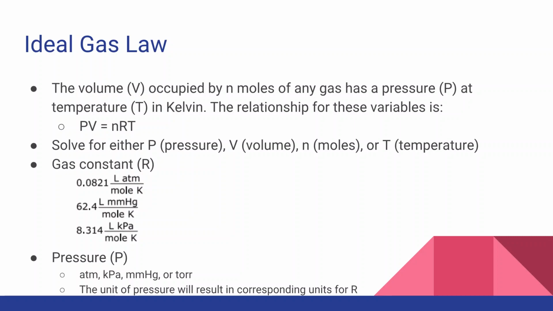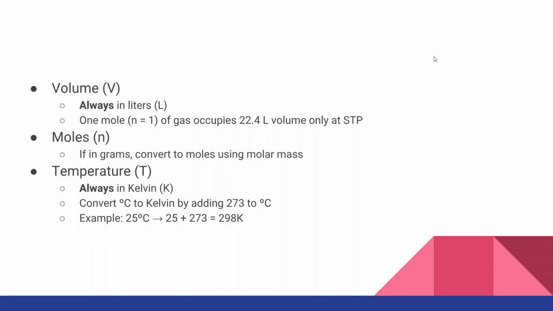So the units for R correspond with the unit of pressure that we're using in the equation. So for example, if we're using ATM, we would use 0.0821 for R, or if we're using mmHg for pressure, we're going to be using 62.4 for R. Volume, so it's always going to be in liters. So if it's in milliliters, you want to convert to liters. And 1 mole of any gas would occupy 22.4 liters of volume only at STP.